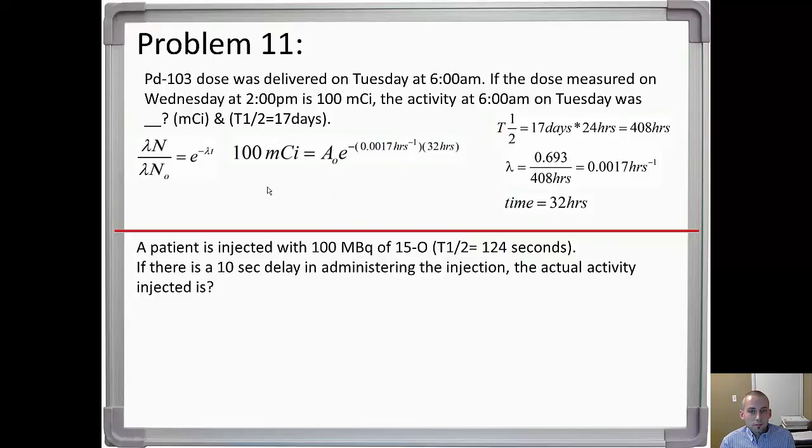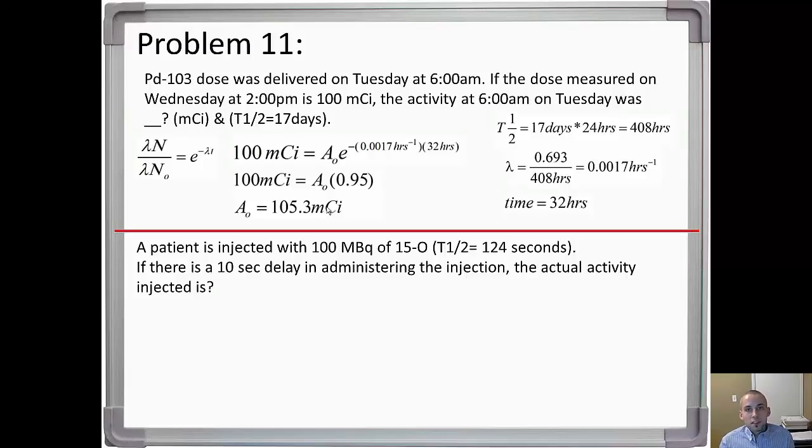Now I can multiply this out and solve it. I get 100 millicurie is equal to the initial activity times 0.95. And I get my answer being 105.3 millicurie. That's my initial activity.